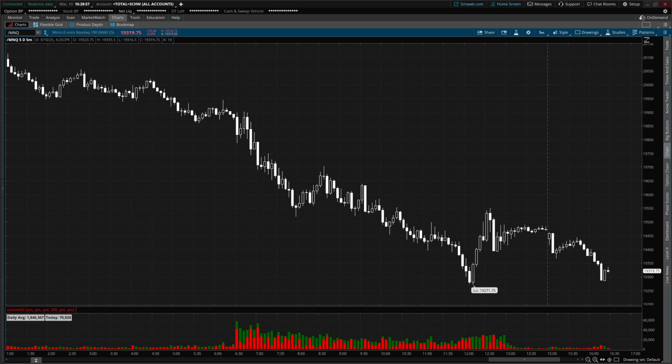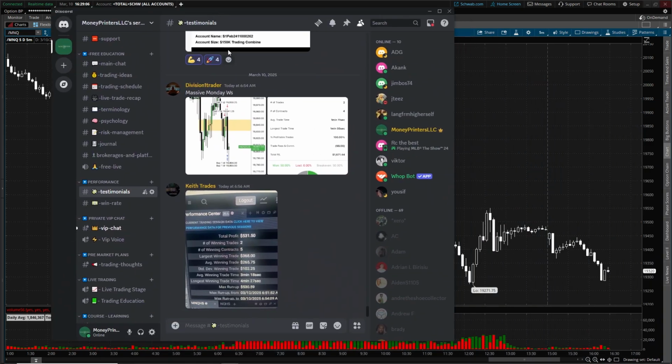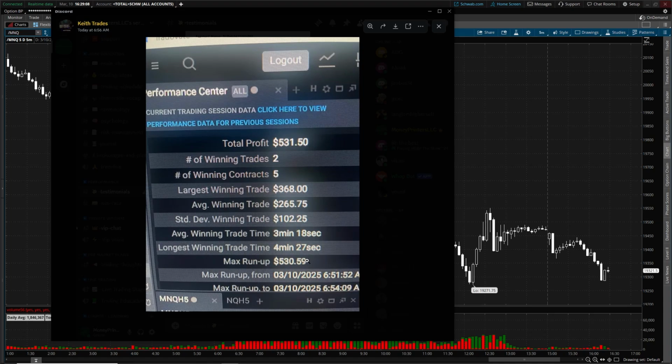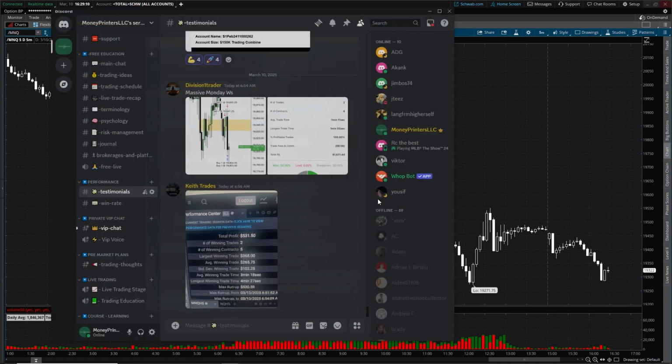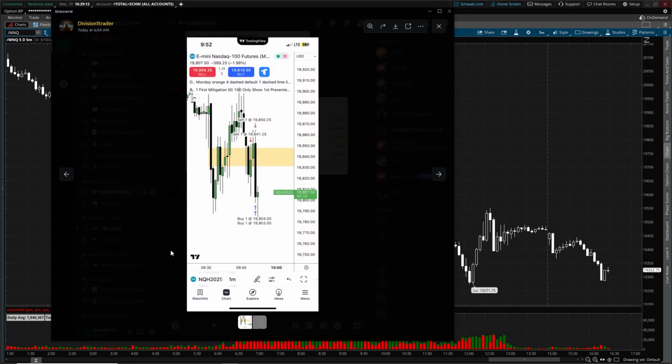And I took 5 micros on this trade, a bit of a smaller size position for me as the risk is a little bit bigger than I'd like it. But I ended up closing out this day with a $531 profit here in 4 minutes. And then Dom also caught the exact same trade.